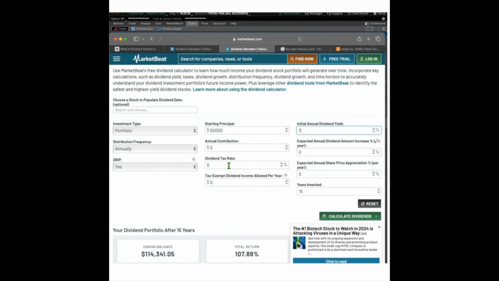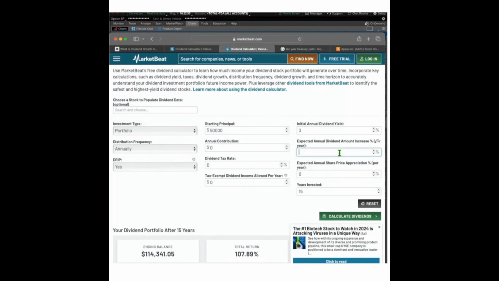But as a dividend growth investor, we are hoping to see that annual dividend amount increase percentage. And I'd say conservatively, we could probably put in about 8%.